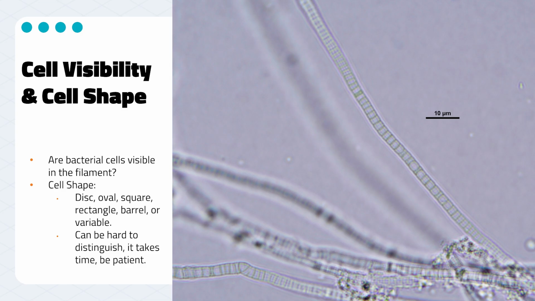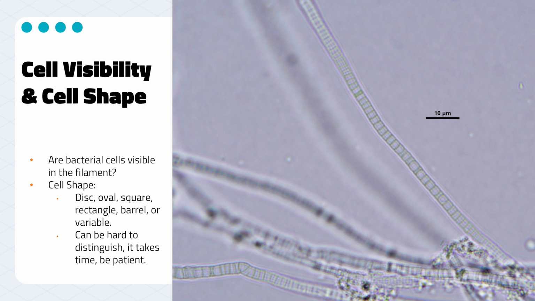Then we can really zoom in on the filament itself. As you move up in objective magnification on the filament, you can begin to identify the bacteria themselves within that filament. That in and of itself is an identifying feature, because not all filaments have visible cells, even if you get very close, at a very high magnification. So whether or not the cells are visible is something to note, and that's cell visibility.